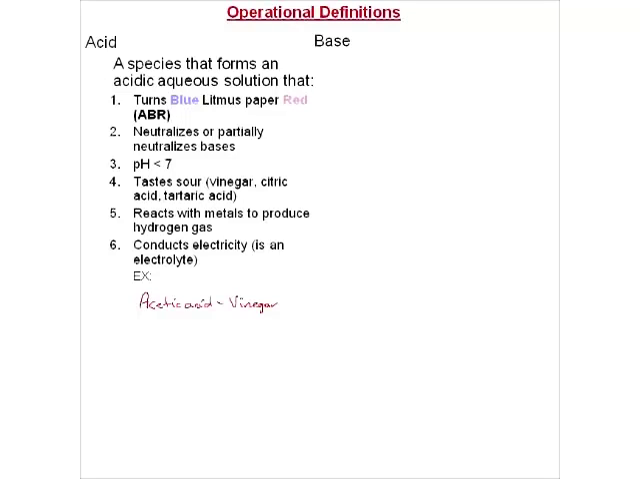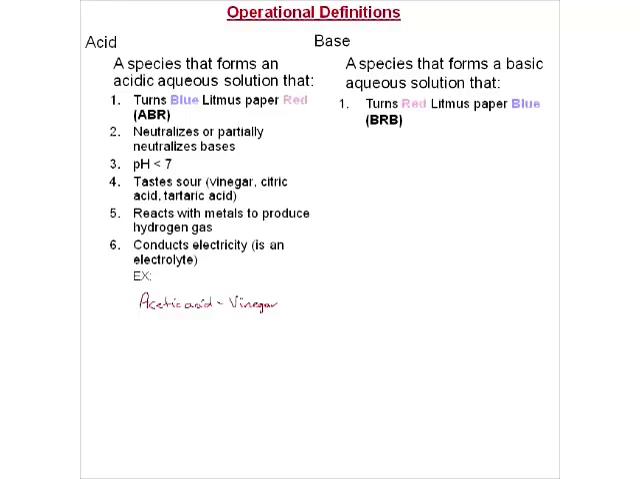Okay, bases. These guys are the arch enemies, I guess, of acids. Whatever these guys do, the acids and bases do the opposite. So these guys are going to be species that form basic solutions that would turn red litmus blue. BRB, be right back. That's how we remember it. Bases turn red litmus blue. Always a multiple choice on the public exam on this operational definition.